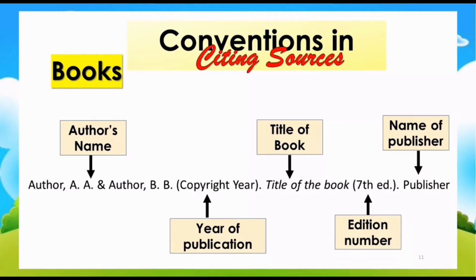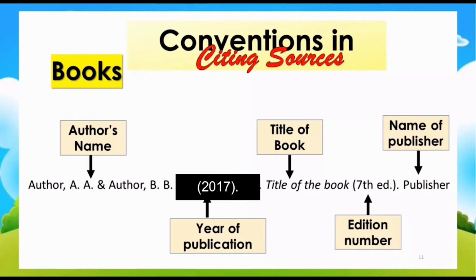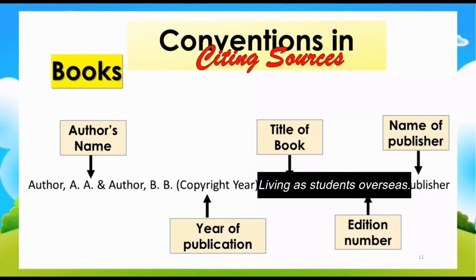Okay? So, let's start. With books, here's an example. First, let's read the example on the screen. We have author, and then comma, A, and the end sign, author, B, comma, BB, and then parenthesis, and inside the parenthesis should be the copyright year. Okay, then after that we have a conclusion which is the period. After that, we have the title of the book.